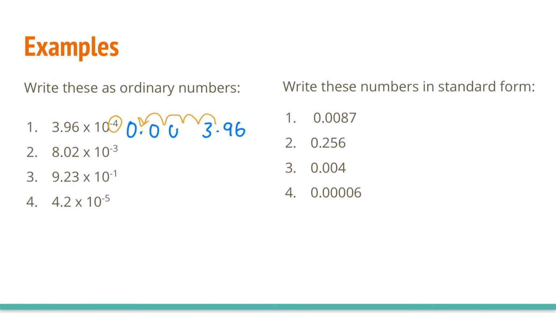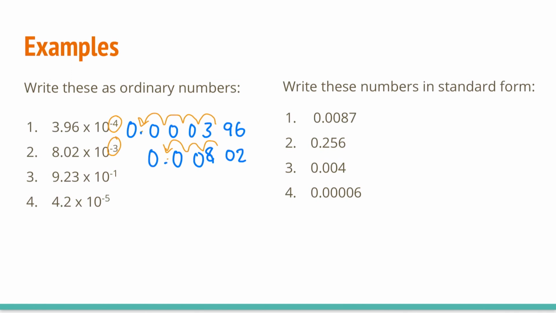So I'm going to end up with 0.003.96, but obviously I don't need that second point. So my answer is 0.000396. So it's exactly the same process, it's just that it's getting smaller. So the next one is 8.02. Moving my decimal place 3 times, 1, 2, 3. Don't forget I need to have a 0 point at the start. I can't just start with a point. And then I fill in my zeros and get rid of my old decimal point.